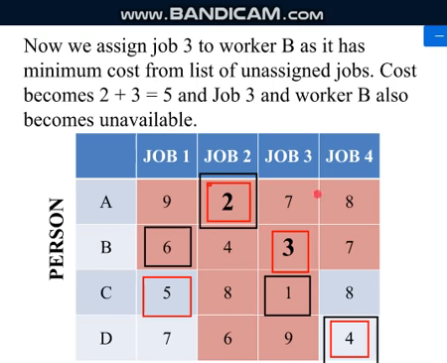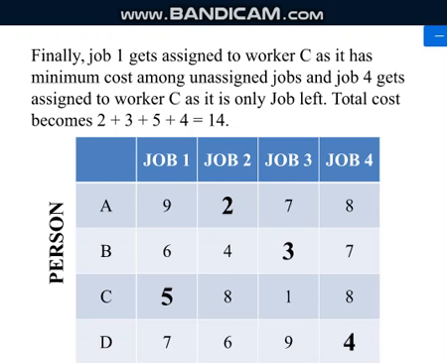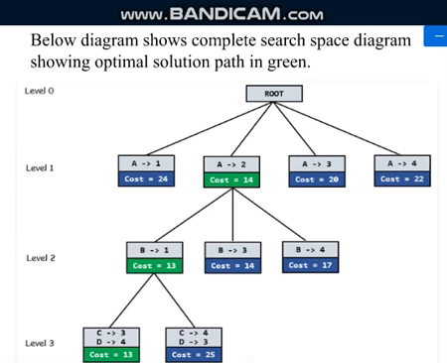Yes, Hungarian's method actually gives you the best possible solution for this. Branch and bound also will give you the optimal solution. So this is the solution we got when we randomly started by assigning workers the least cost job. But now let us look at the branch and bound solution for this particular problem.